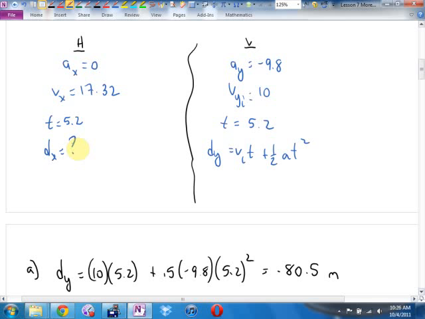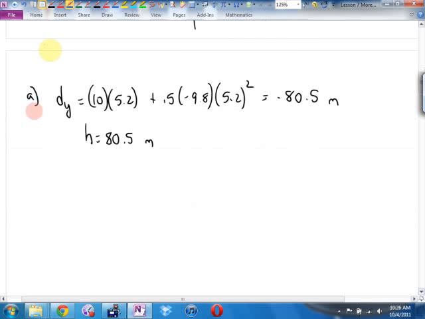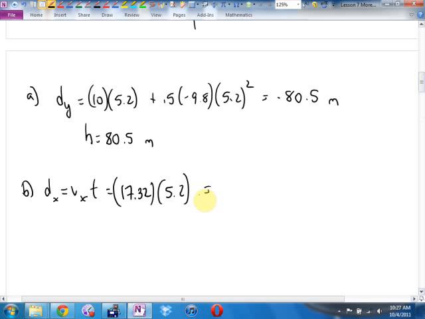What's that, Matt? You're saying the same one, but with x's instead of horizontal? Except what's the acceleration? Oh, I think what you're really saying, Matt, is this. Dx is Vx t, which is going to be 17.32 times 5.2. No, a half a t squared, because it's horizontal. What's the range? 90 meters.